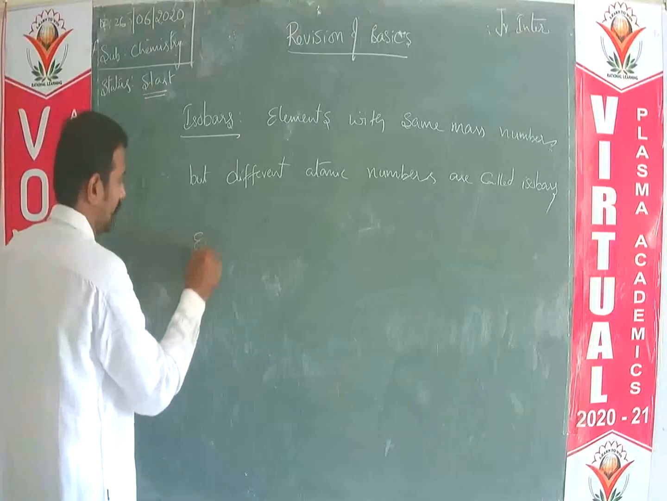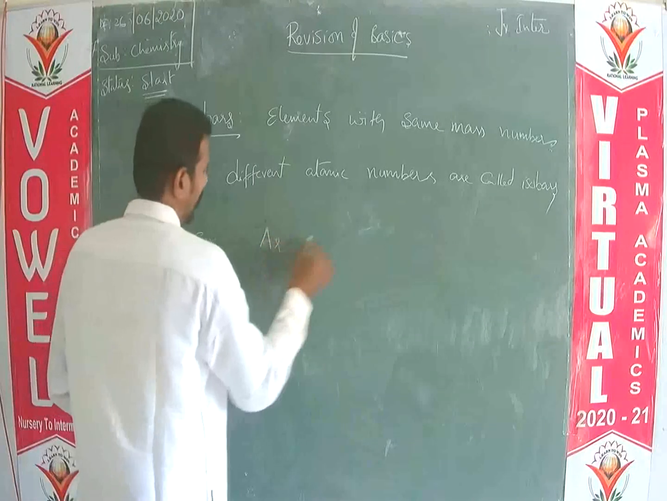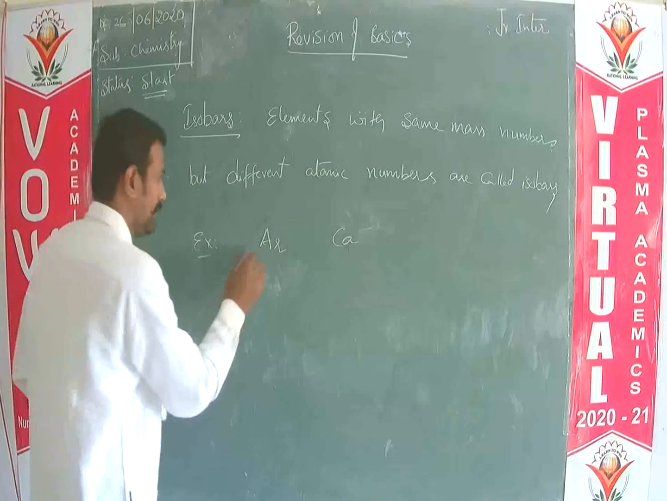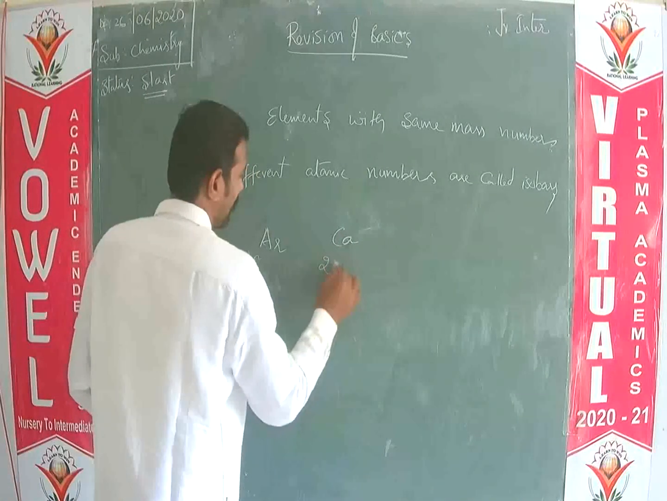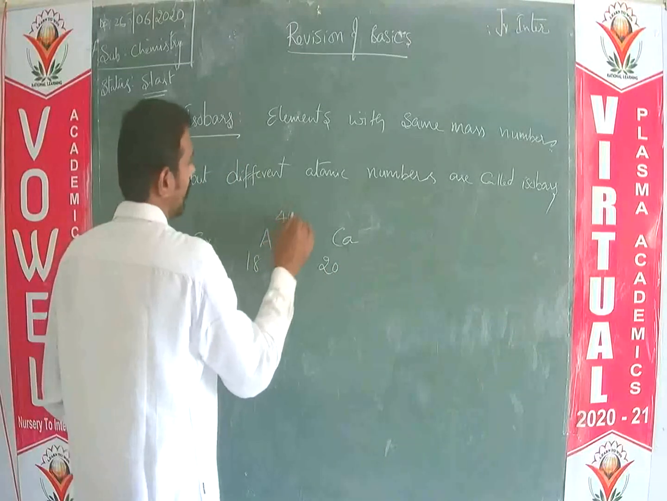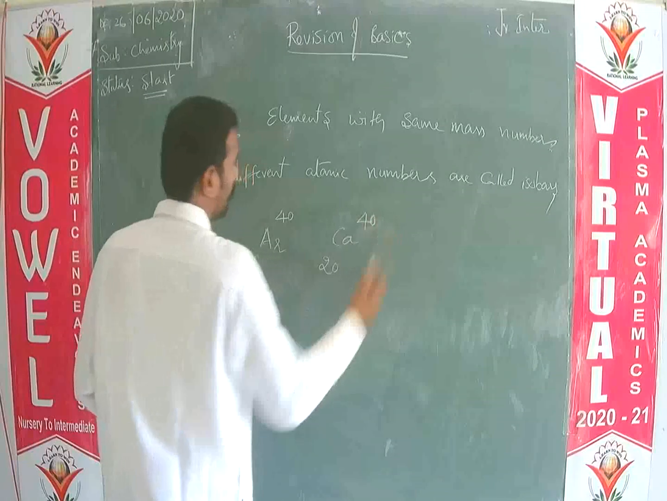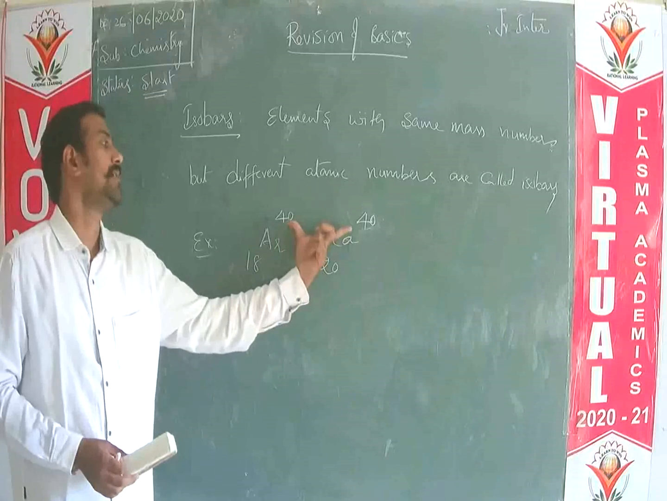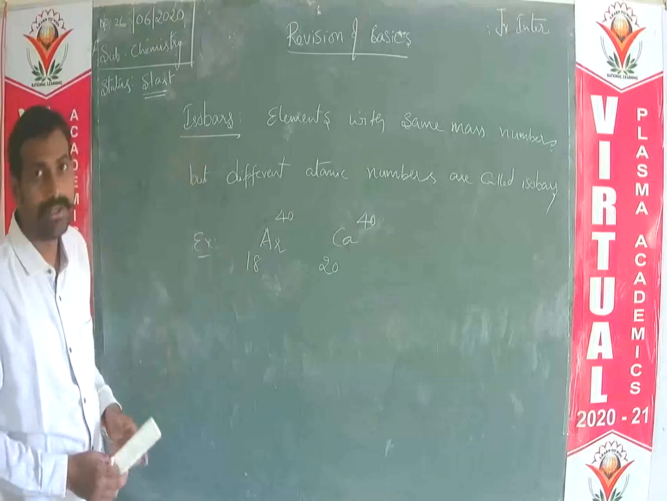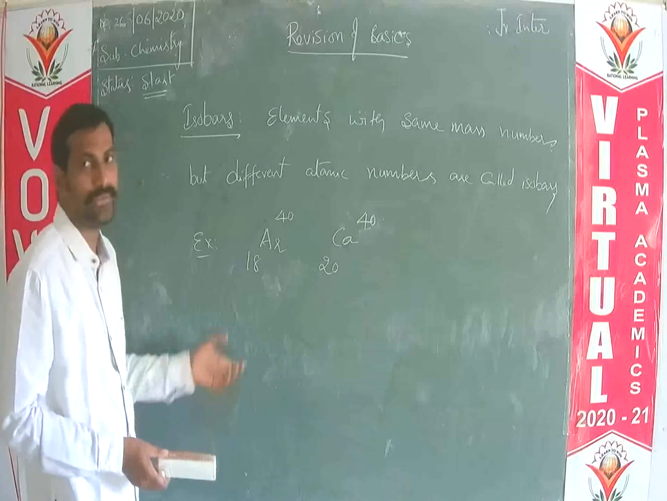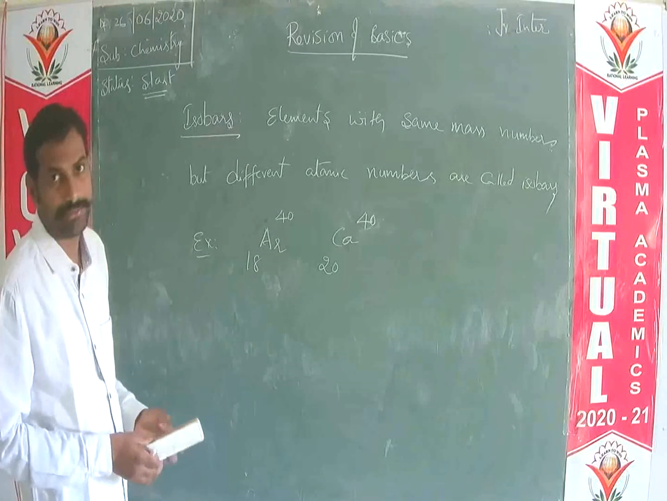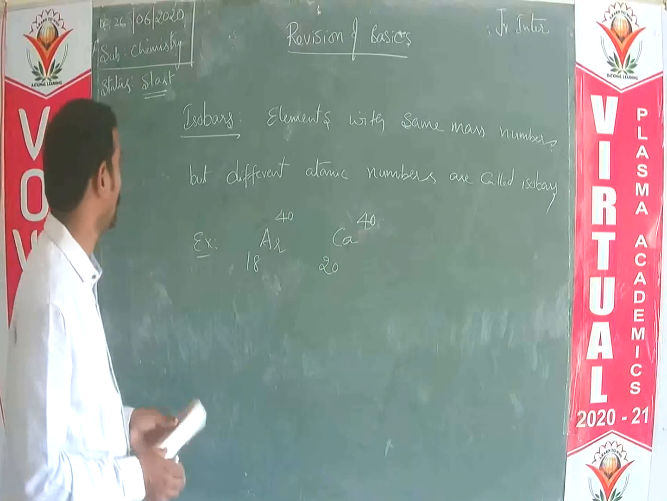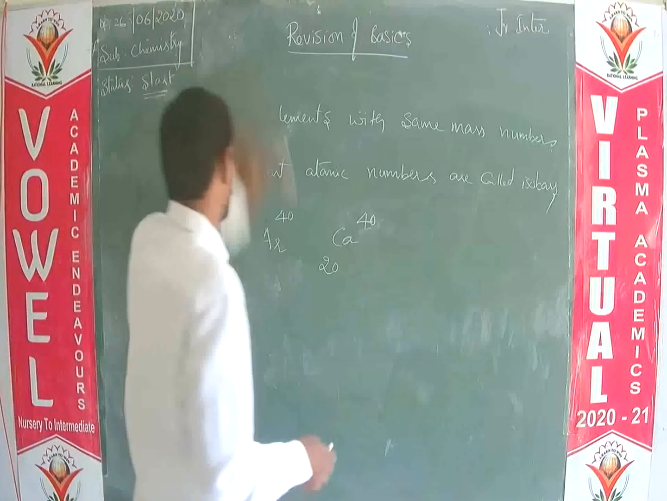For example, you take argon and calcium. Argon atomic number is 18, calcium is 20, but argon mass number is 40 and for calcium it is again 40. Such elements which have different atomic numbers but the same mass numbers are called isobars. Write one more example from the periodic table, which have the same mass numbers. You search for them. Next one, isotones.